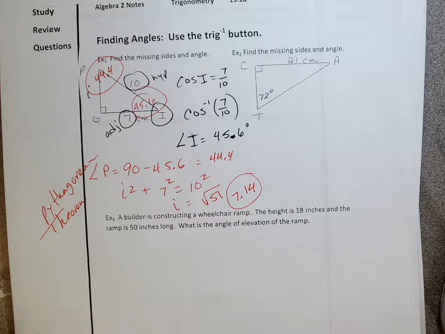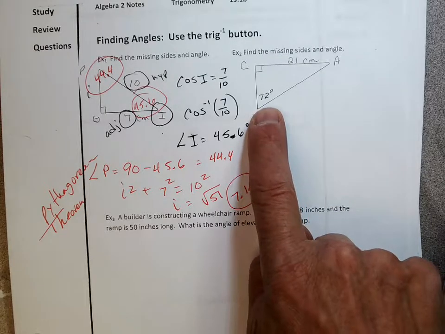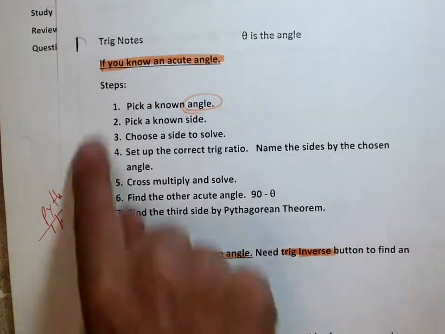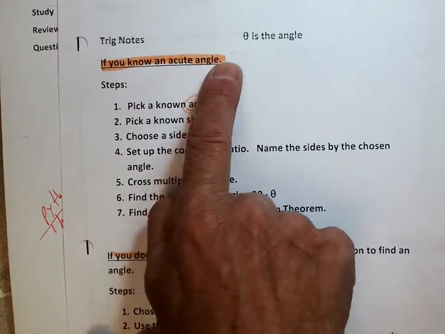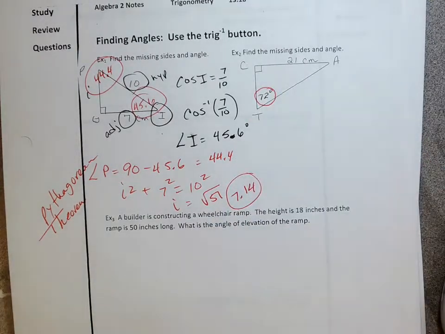Okay, example 2. Example 2 is different because I know the acute angle, right? That's what we did Thursday. So again, if you know the acute angle, we're going to use these steps. And I do know the acute angle. The acute angle is 72. I like to circle it, it just gives me a visual. Let's use the given side.